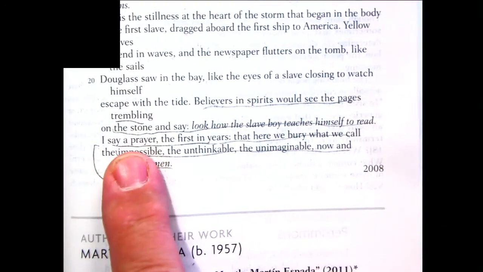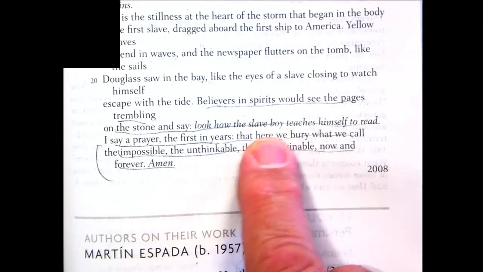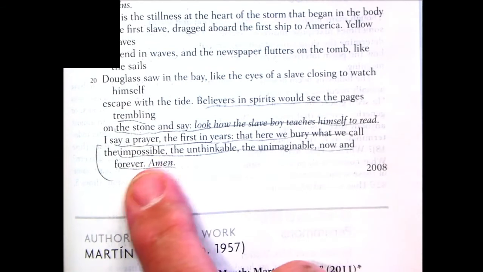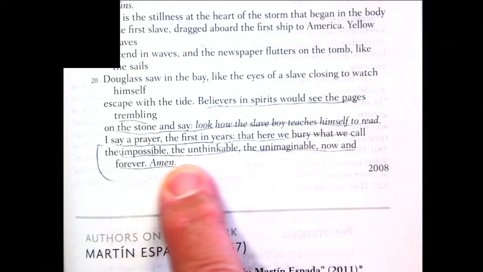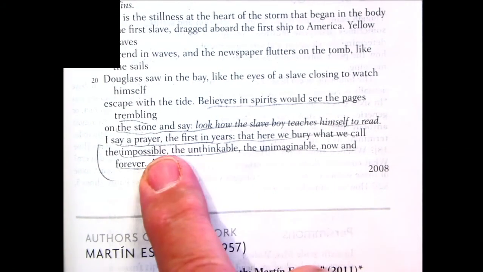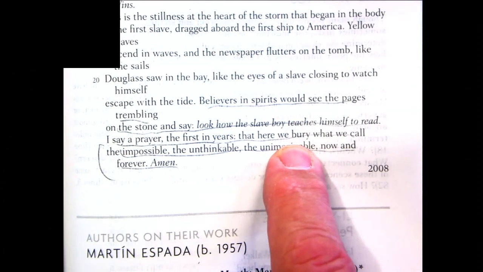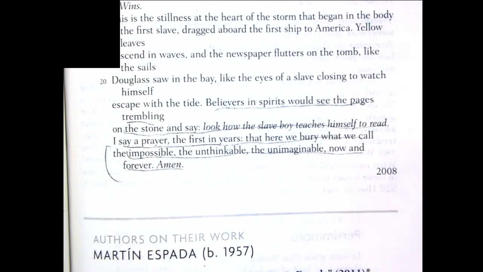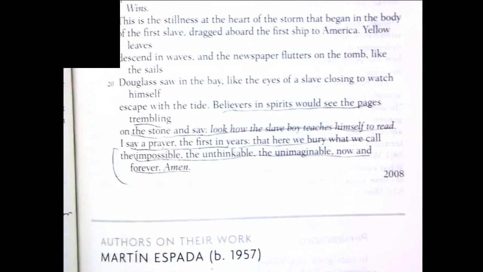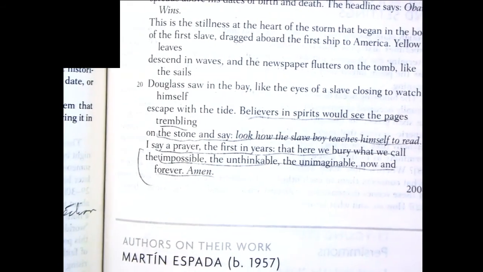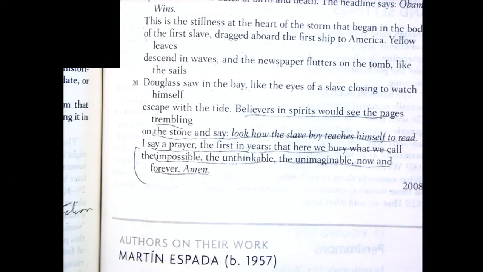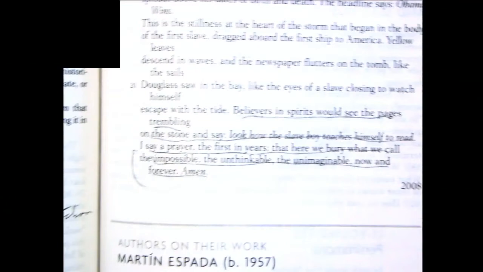And then, of course, at the end of the poem, over on the next page, "I say a prayer, the first in years, that here we bury what we call the impossible, the unthinkable, the unimaginable, now and forever. Amen." And so he uses those same words at the end of the poem and kind of circles back around in what I think is just a beautiful way. So regardless of your feelings about President Obama or politics, Espada uses the poem to celebrate a momentous historic occasion, right?